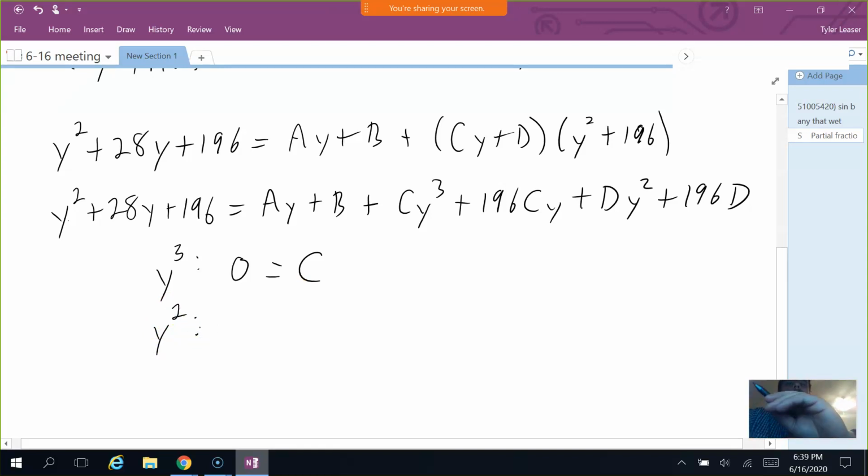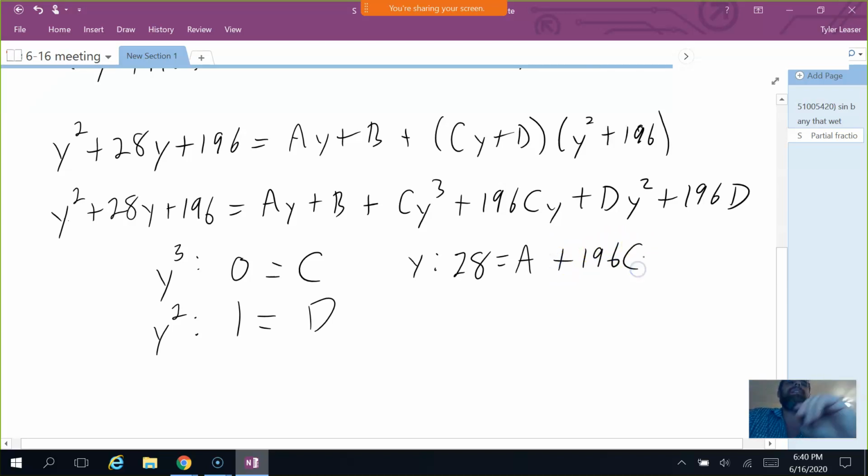All right, then we have y squareds floating around. On the left-hand side, I have a 1y squared. On the right-hand side, I have a dy squared, and that's it. So again, we kind of get that for free. All right, then I have some y terms floating around. On the left-hand side, I have 28. On the right-hand side, I have an ay, and I have 196cy. So remember, we're only grabbing the coefficients here. Now, I already know what c was equal to. From over here, c was 0. So this whole term is 0, which means that I get 28 is equal to a.